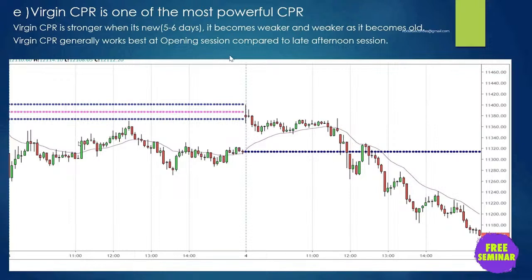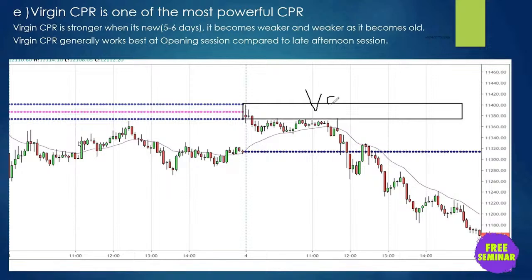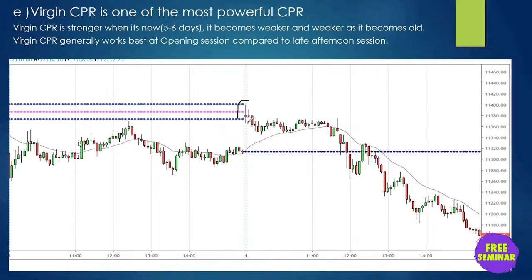What do I do? I go and mark a box like this, and that box is my virgin CPR. Virgin CPR is also nothing but support and resistance. Like the current day CPR, virgin CPR is also an important support and resistance. So I look for a candlestick pattern near that virgin CPR. If I see a bearish candle near the virgin CPR, it means it is resistance, so there is selling pressure and the chances of the market going down are higher. So if I see a bearish candle, I can short and keep my stop loss above that virgin CPR.